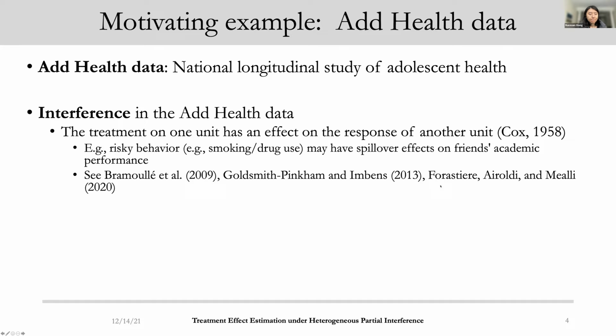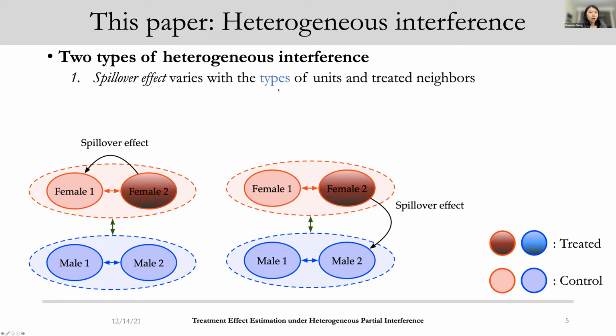For example, risky behaviors like smoking or taking marijuana may not only affect a student's own academic performance or health, but also affect the student's friends' academic performance or health. Even though interference has been thoroughly studied, the heterogeneity in interference is much less explored. And now let me be more specific about what heterogeneous interference means. In this paper, we consider two types of heterogeneous interference. First is that the spillover effects may vary with the types of units and the types of the treated neighbors.